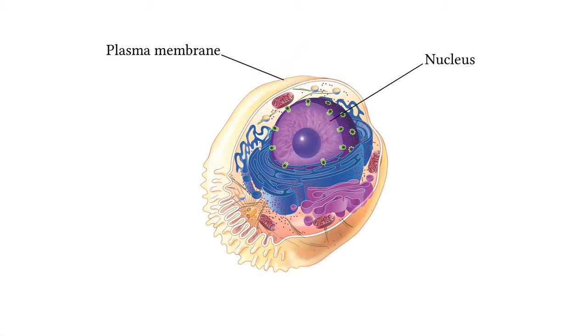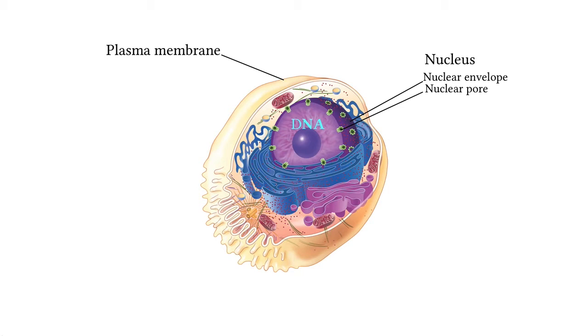The nucleus is surrounded by a nuclear membrane, which is called the nuclear envelope. It's made up of two pore-filled membranes which envelop the nucleus. Inside the nucleus is the majority of the cell's DNA. DNA stands for deoxyribonucleic acid.